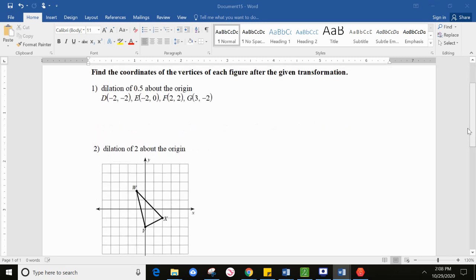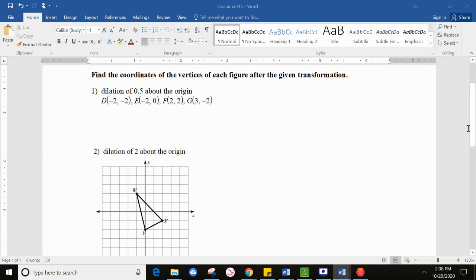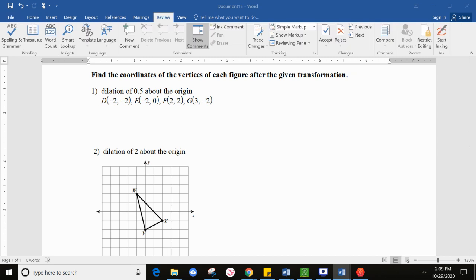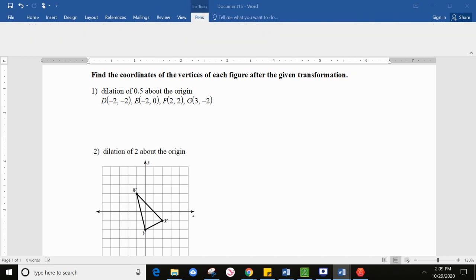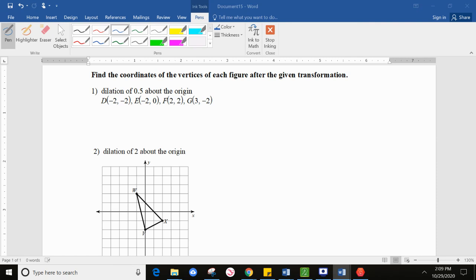Okie dokie. So the first one has a scale factor of 0.5. So what you want to do is take all these coordinates, and we're starting with a shape that looks like the one that's given to you by these coordinates. And we want it to be a scale factor of 0.5. That's half of the original size. So what do you think we need to do with all these coordinates? Divide them by 2. So our D prime coordinate will be divided by 2 on both of these.